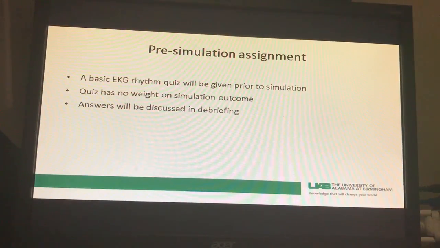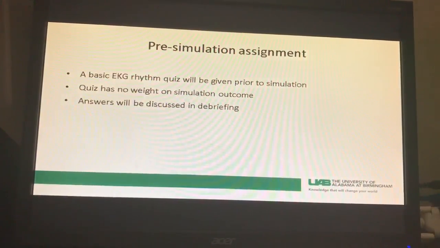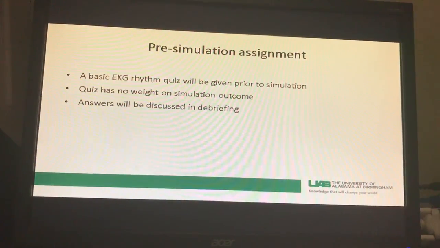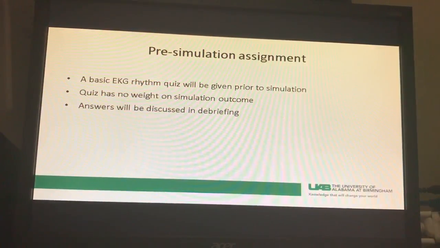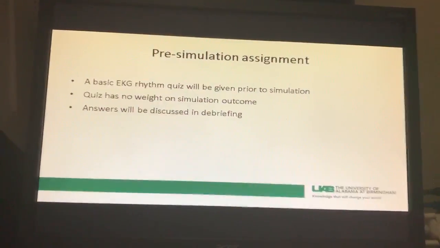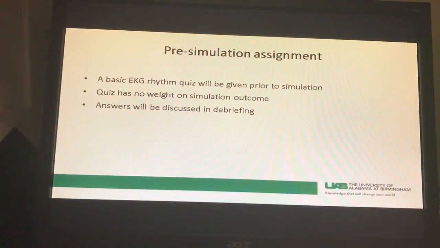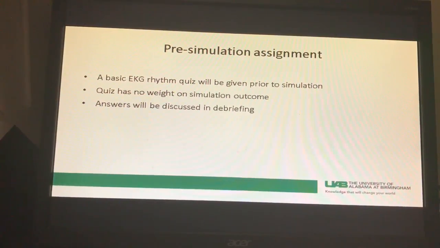Pre-simulation assignment, I will have each student fill out just a basic rhythm quiz. It's not going to be anything too in-depth. It'll basically have all your major rhythms to identify, such as VTAC or asystole or normal sinus rhythm. The quiz has no weight on whether the simulation is passed or failed, and the answers will be discussed during debriefing. That'll give them the chance to see the rhythms in action in the simulation, and then we'll have a chance to go over them during debriefing.